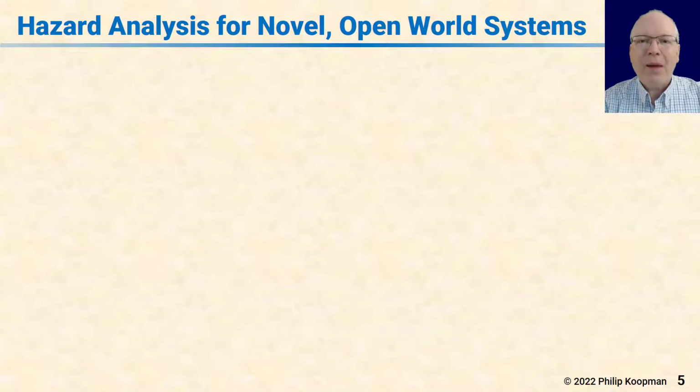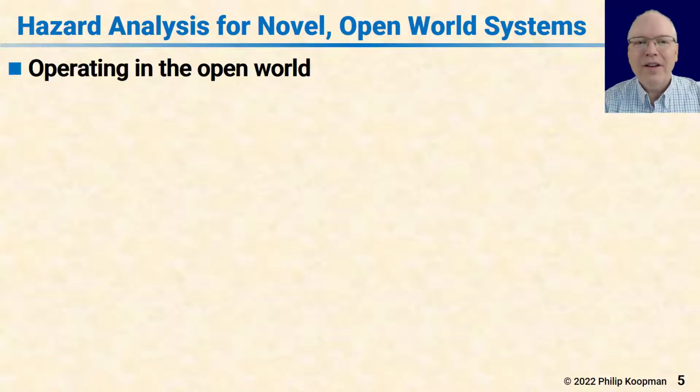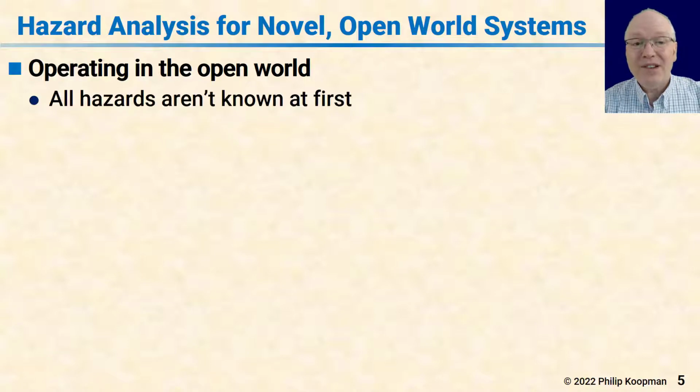For novel systems operating in an open world, hazard analysis becomes a lot more difficult because there's no way to know you've figured out all the hazards, and there's no way to completely characterize the operational environment. Operating in the open world is a challenge because the real world does what it wants. You can't tell it what to do and what not to do. It's going to do what it wants. You don't know all the hazards at first.